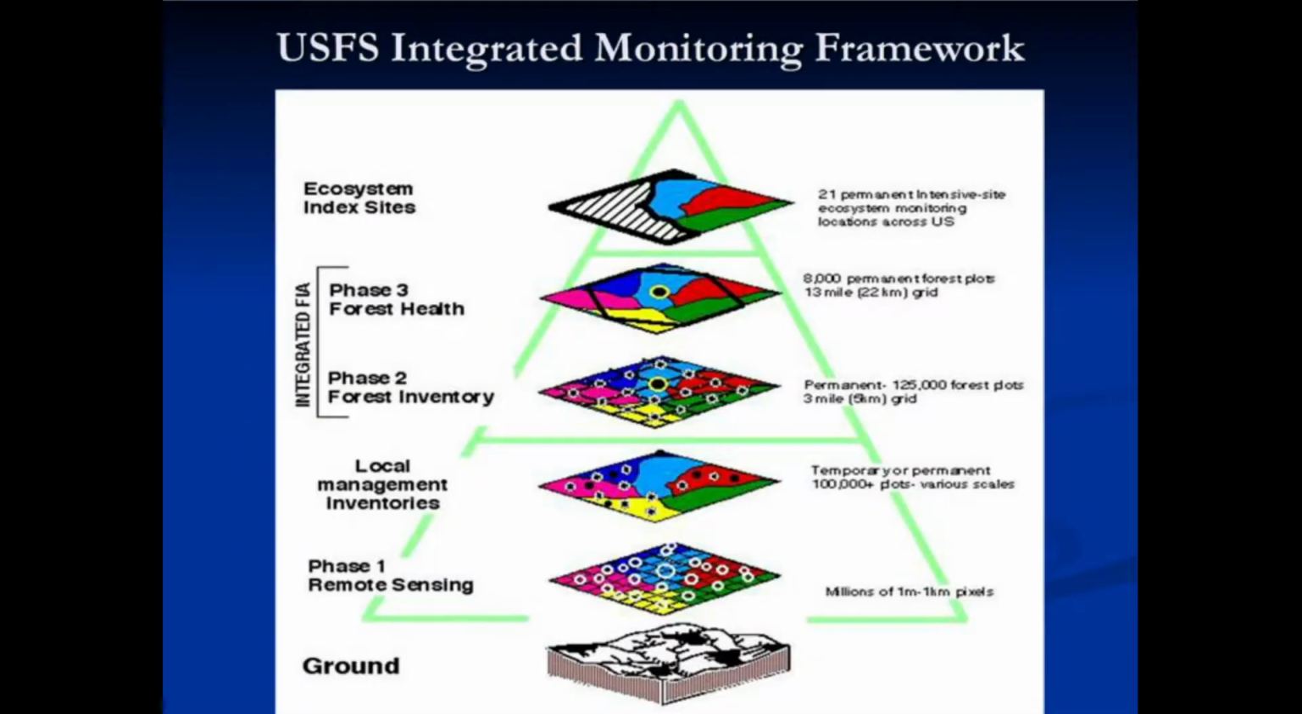This is what it looks like as part of the Forest Service Integrated Monitoring Framework. Remote sensing detects the forest lands. Here's FIA. There are two phases to it: the forest inventory, which collects the tree data, and then phase 3 collects the forest health data, including soils. And there are almost 8,000 permanent forest plots on a 13-mile grid across the country. Or there will be 8,000 by the time they're all visited.